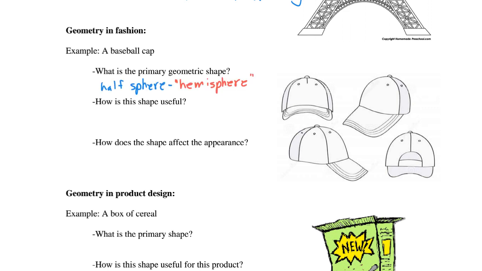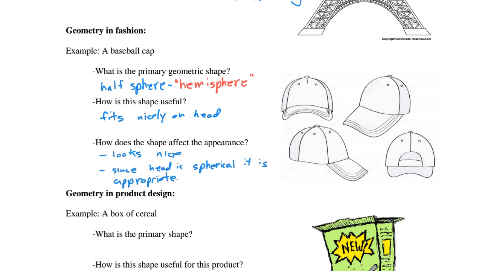So the primary geometric shape is called a hemisphere, also known as a half sphere. If you can't remember the word hemisphere, call it half sphere. Now, how is this shape useful? What do you think? It fits nicely on the head. So the shape does affect the appearance because it does look nice. And the reason why it looks nice is because it nicely fits people's heads. Just take a moment and write that down.